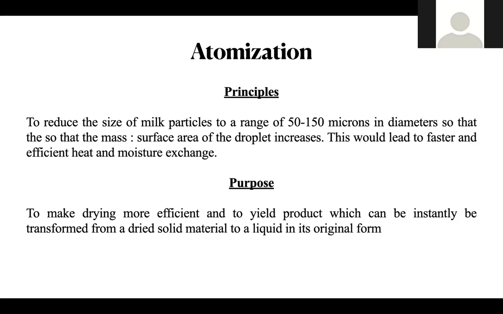what is the principle and what is the purpose of atomization. So, the basic principle of atomization is that we reduce the size of the liquid particle to 50 to 150 microns in diameter. This size is taken into consideration because at this size, the outer surface area relative to the weight of the liquid material is the maximum. Hence, drying takes place quickly because mass is low and surface area is high.